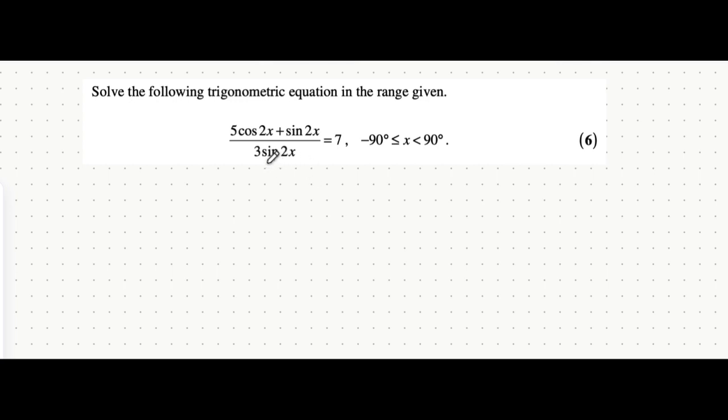For example, when I first had a look at this, I was thinking to myself, okay, we're probably going to have to expand this out using what we know about double angle formulae, just like we've always been doing. So sine 2x is equal to 2 sine x cos x.